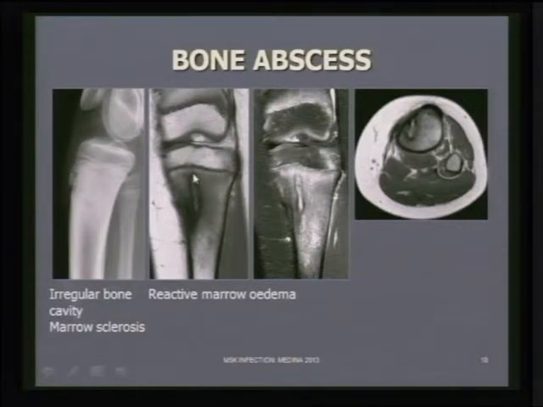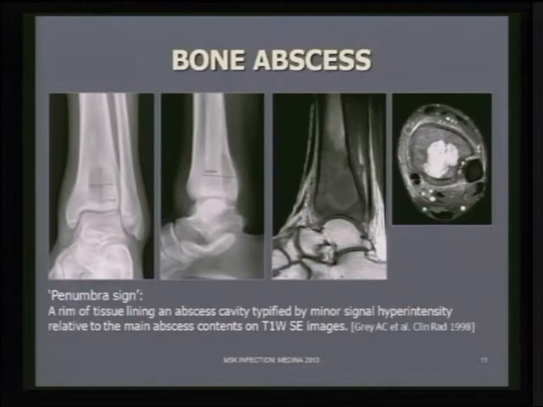And one of the important features, I think, for bone abscess as opposed to tumour, is the irregularity and haphazard nature of the bone destruction. And this is a very unusual shape for any kind of tumour, the slit-like cavity within the bone. And this is very suggestive of a bone abscess rather than a tumour.